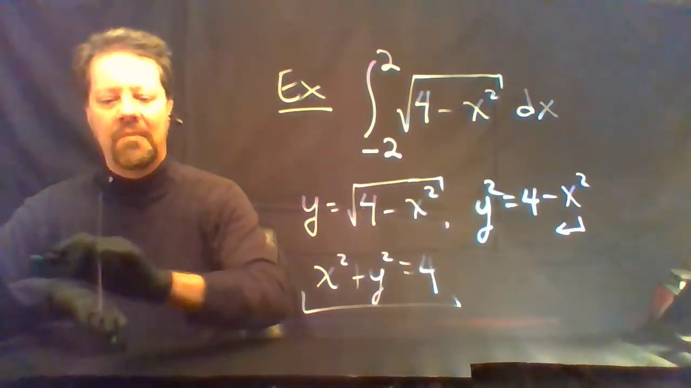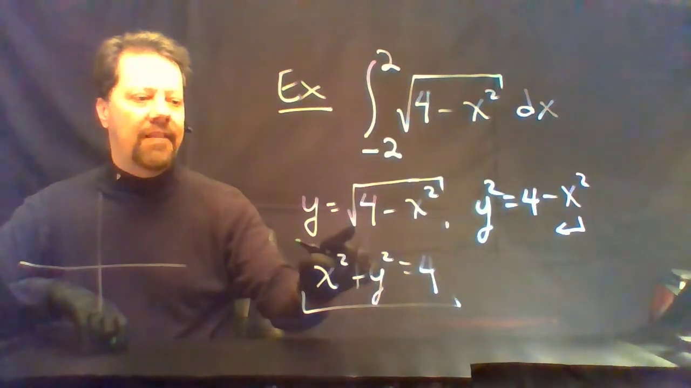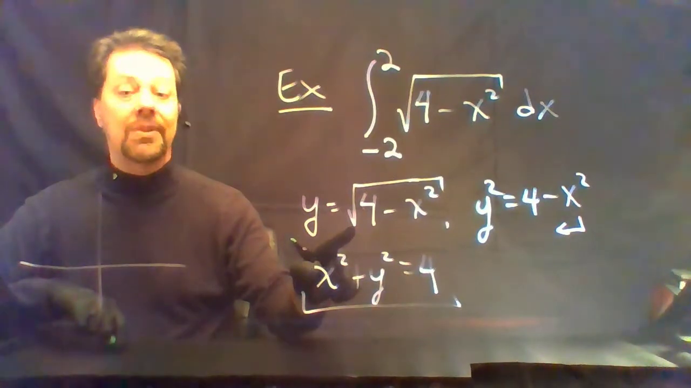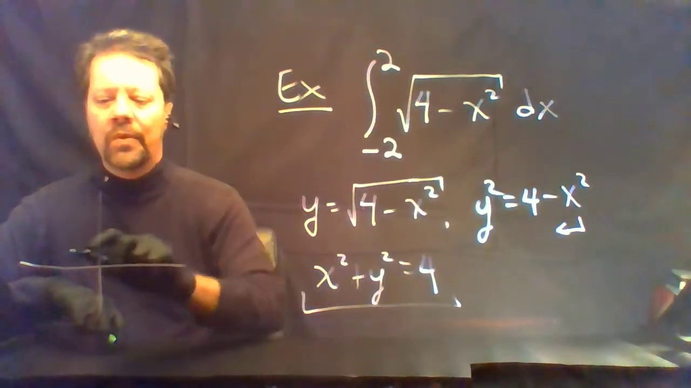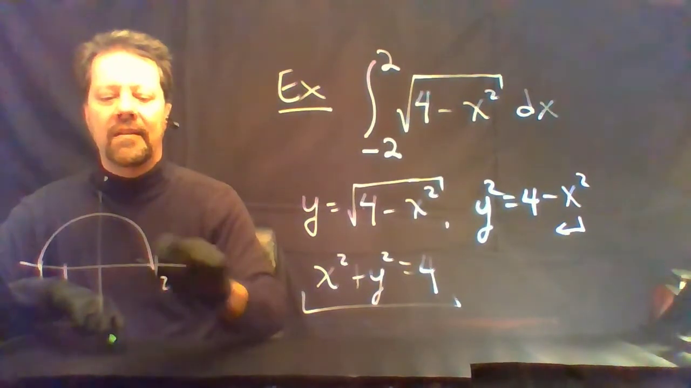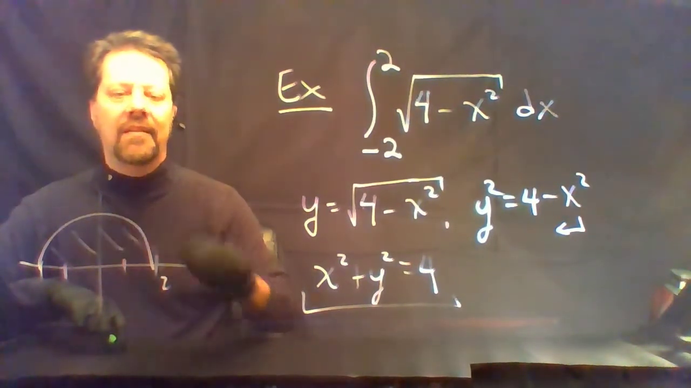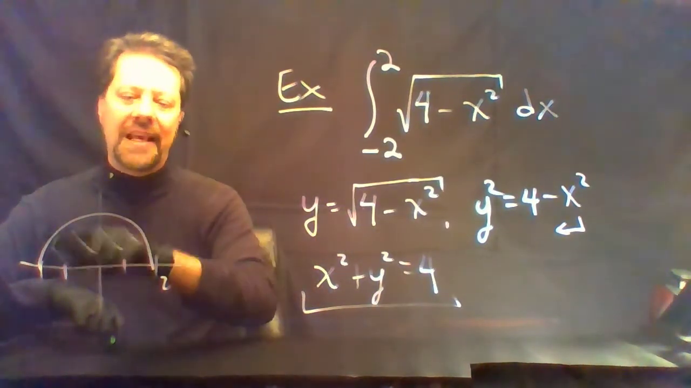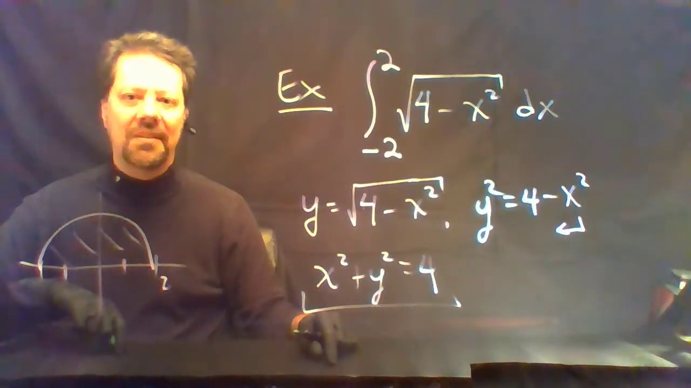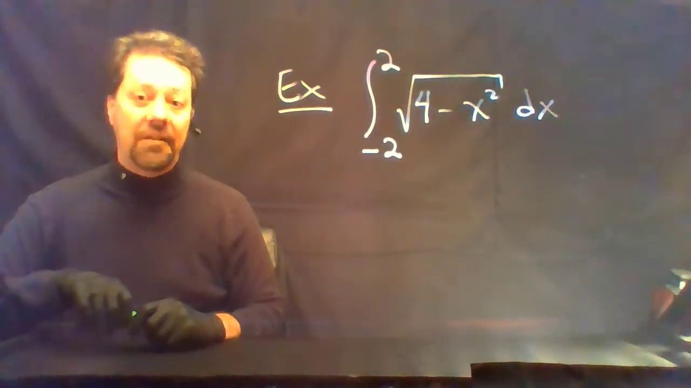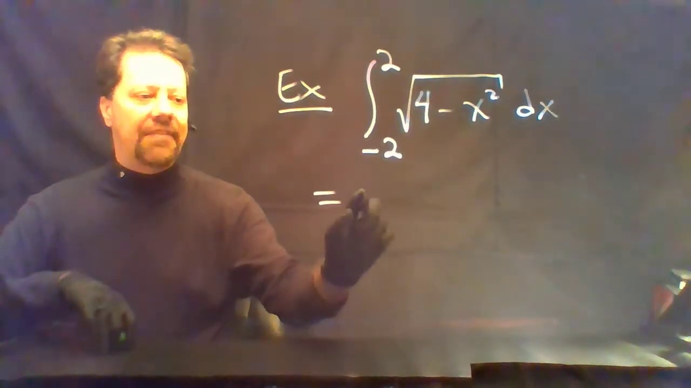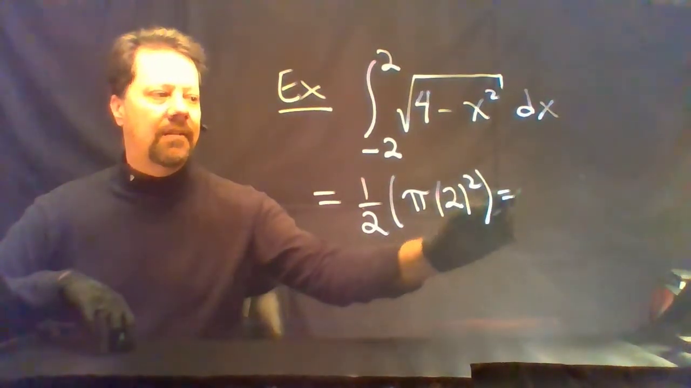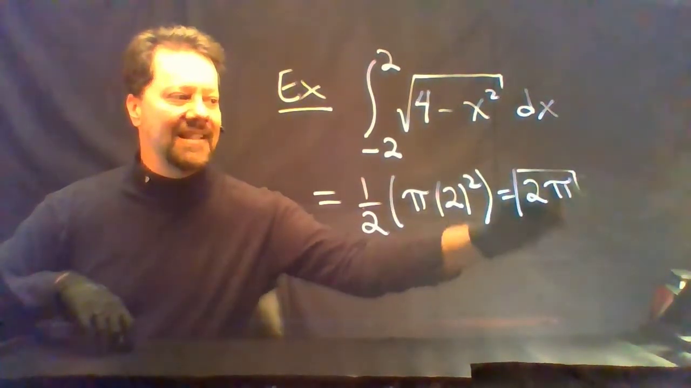But you don't get the whole circle. This is the principal square root. The principal square root does not give you negative values. It gives you non-negative values, which means you only get the upper half of this disk. The definite integral will give you the area of the upper half of a disk of radius 2. It follows immediately that the definite integral is half pi r squared. The area that we get is exactly 2 pi.